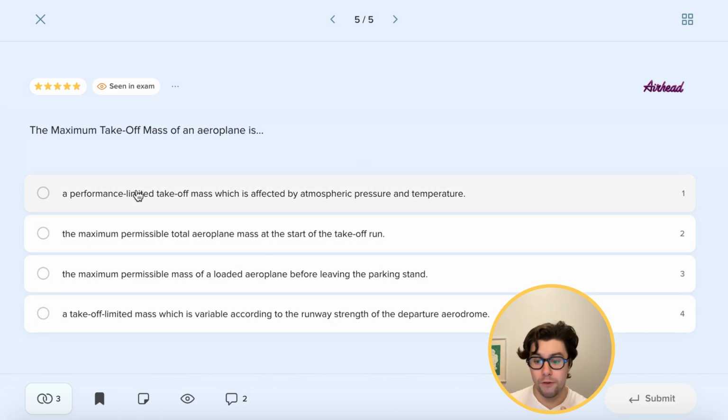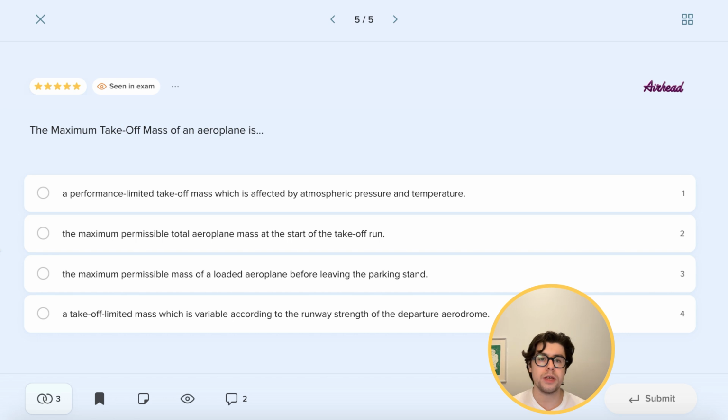So the maximum takeoff mass of an airplane is, and of course the maximum takeoff mass is something that is structurally limiting our mass, and the regulated takeoff mass, as we already discussed, will be the lower one between the maximum and the performance limiting takeoff mass. So this is an important moment to differentiate the two and always state the more limiting one, of course. So the maximum takeoff mass of an airplane will be the maximum permissible total airplane mass at the start of the takeoff run, no matter what.